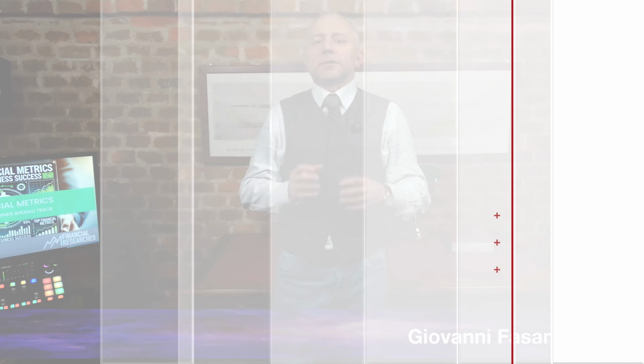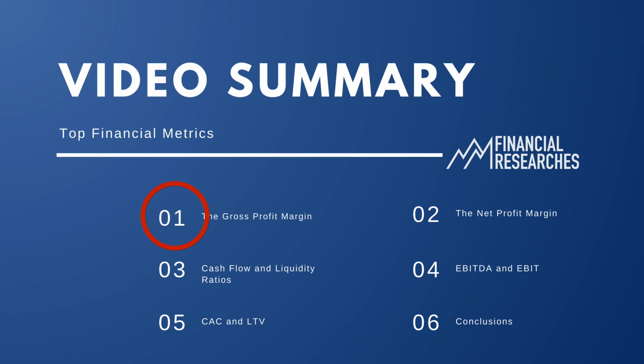business. This is what we are going to see: the gross profit margin, the net profit margin, cash flow and liquidity ratios, EBITDA and EBIT, customer acquisition cost and lifetime value, and of course, last, conclusions.